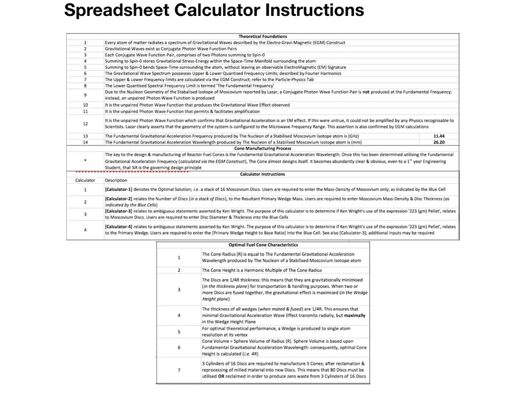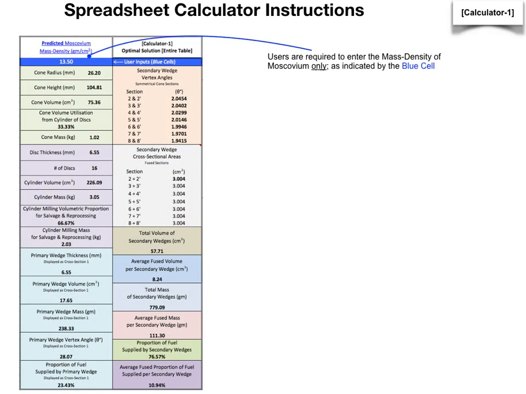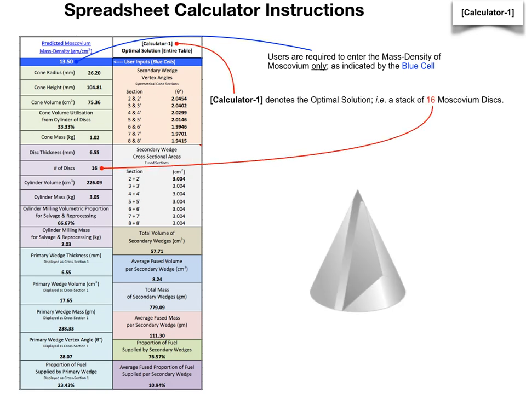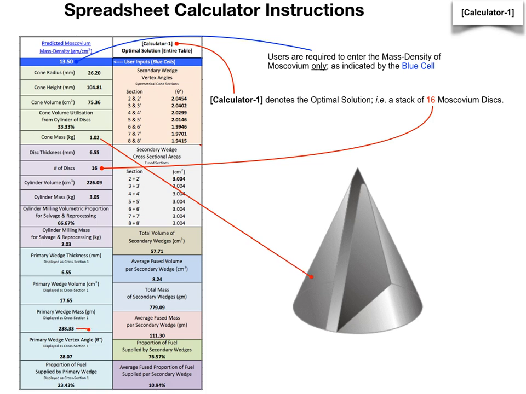Once you have downloaded the file and opened it, please select the Reactor Design tab and read all of the Spreadsheet Calculator instructions very carefully before proceeding. When you have read the instructions carefully, you will see that the spreadsheet contains 4 calculators. The first calculator appearing in the Reactor Design tab is the optimal solution, which comprises of 16 element 115 disks.